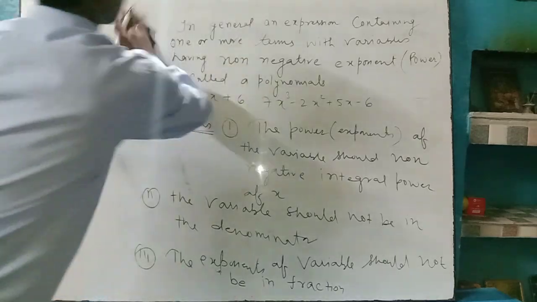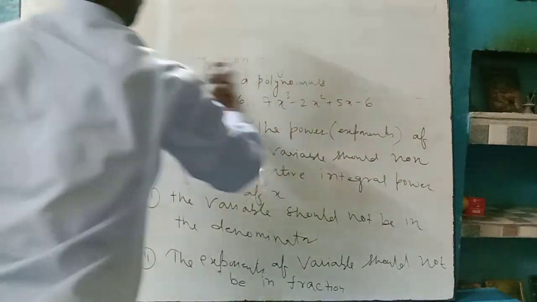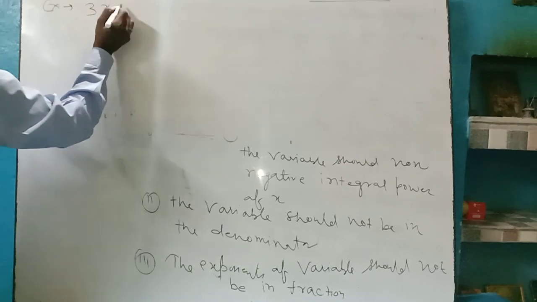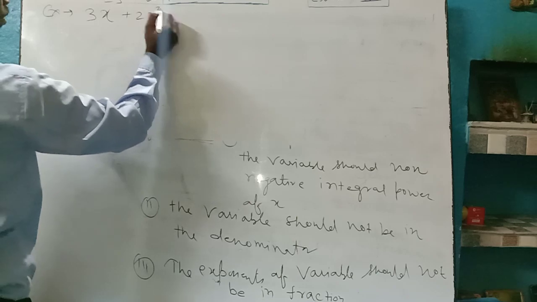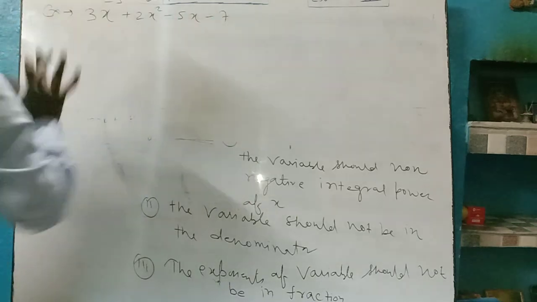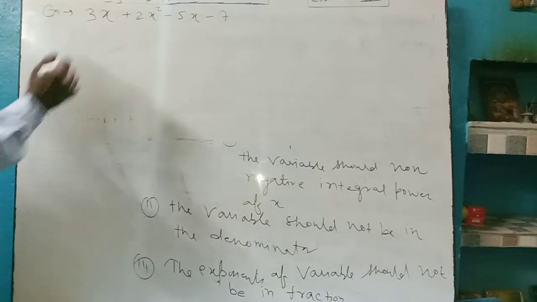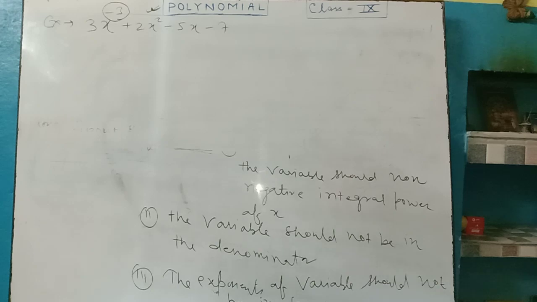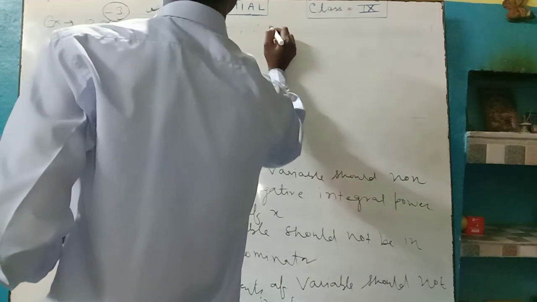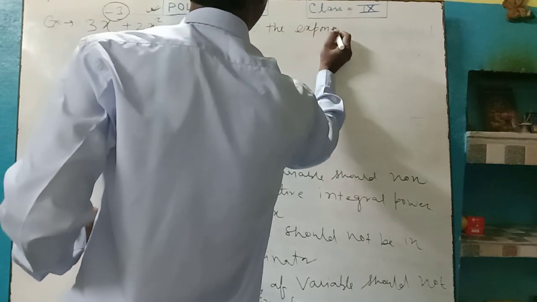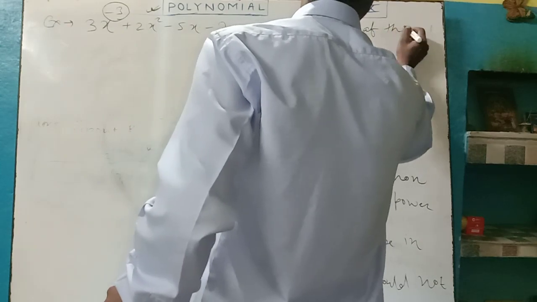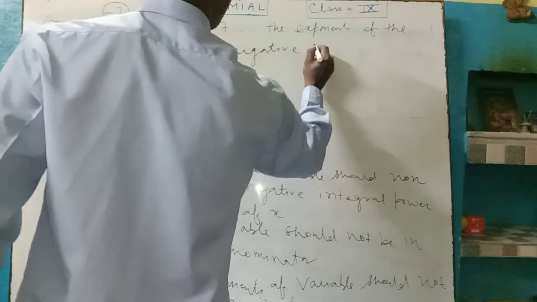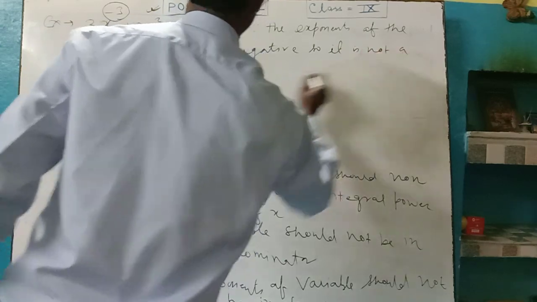As an example, we write x to the power minus 3 plus 2x square minus 5x minus 7. Is this a polynomial or not? Since the power of the variable is negative, it is not a polynomial in terms of x. Since the exponent of variable is negative, so it is not a polynomial.